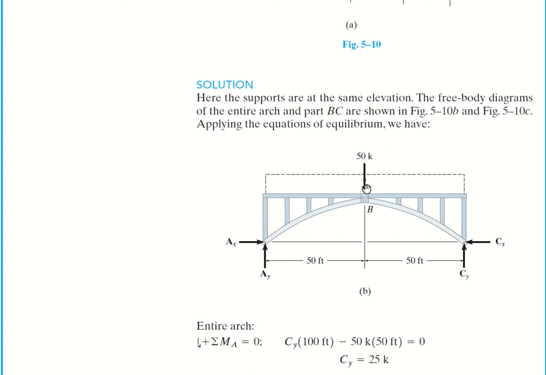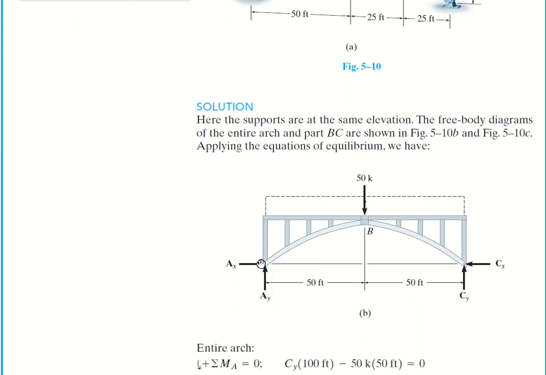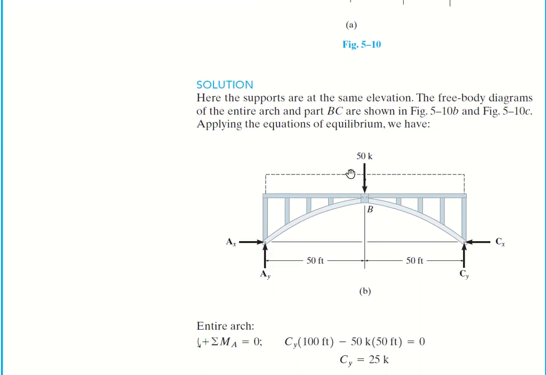This is your UDL, which is 50 kip. Why 50 kip? Because this was 500 pounds per foot, so multiply it with 100 feet, that will be 50 kips. So this is your 50 kip load, equivalent to your UDL, and these are your hinge supports at A. AY and AX are the reactions at support A, and CY and CX are the reactions at support C. This is your crown, the highest point of the arch, which is point B, 50 feet from either support.